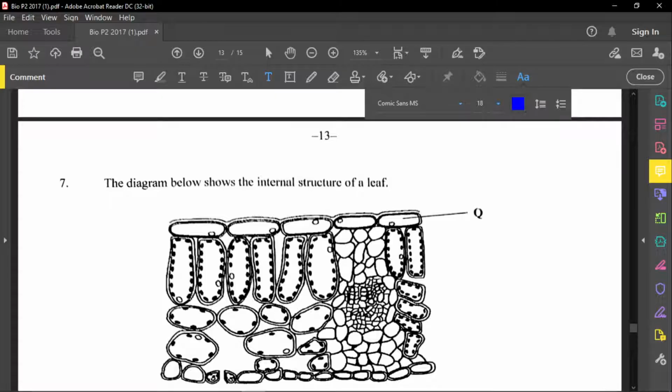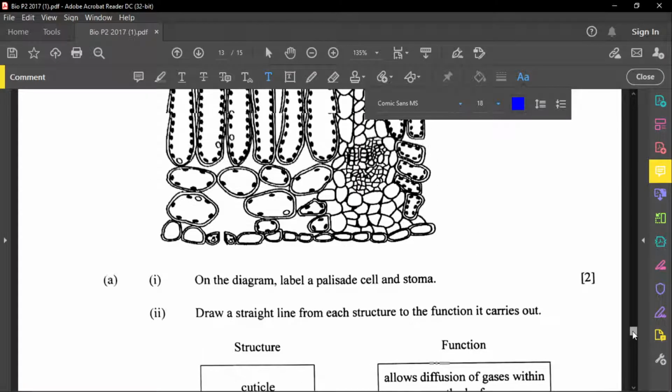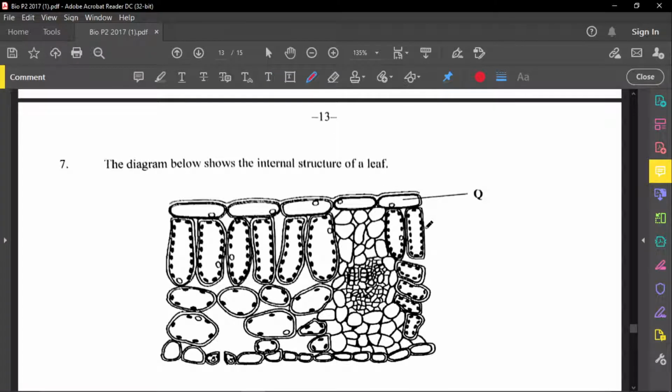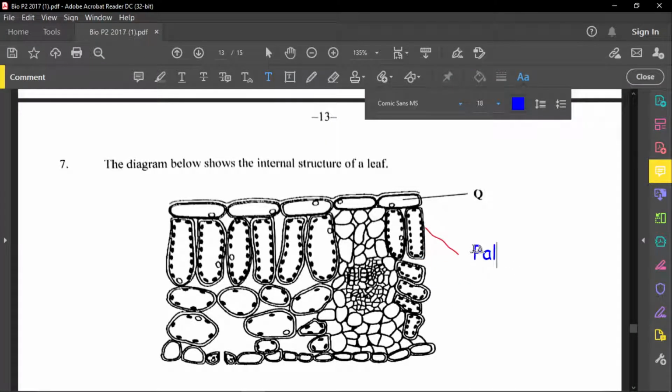And I say the diagram below shows the internal structure of a leaf. Here we have structure Q. That's the only structure they actually labeled. It says on the diagram, label a palisade cell and a stoma. So let's go up here now. The palisade cell is those long elongated cells where the most chloroplasts can be found. And so let's just put a line there. One of these will be the palisade cell. The entire thing is a palisade mesophyll layer. So this is the palisade cell. Let's put that right there.